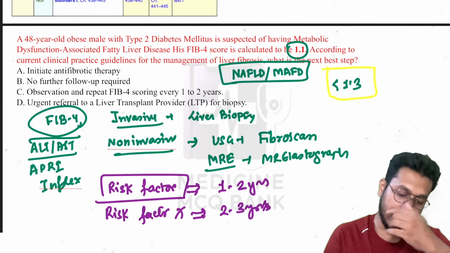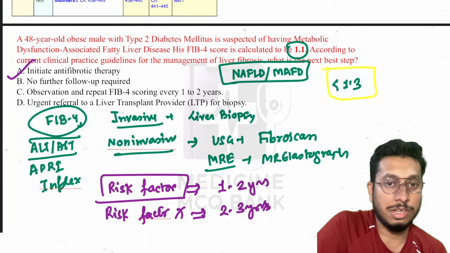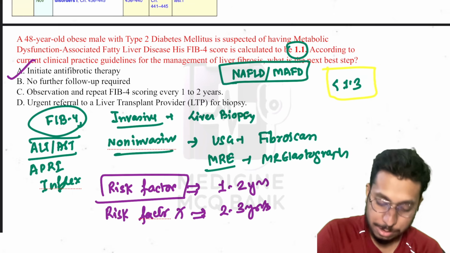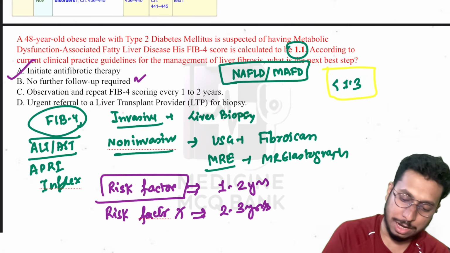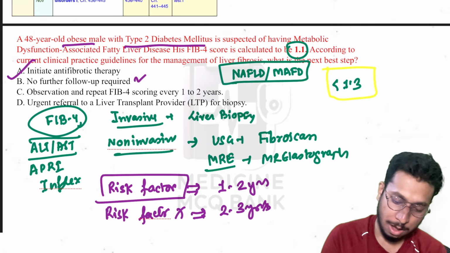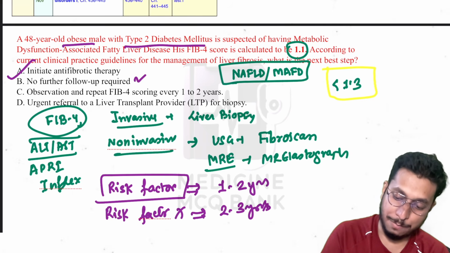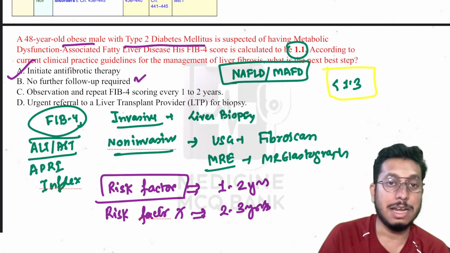So what are the options? Initiate antifibrotic therapy? Never ever, based on just this primary risk assessment tool report, do you start antifibrotic therapy. No further follow-up, that is also never, because why never? There is type 2 diabetes mellitus as well as obesity, so the risk is always there. Observation and repeat FIB-4 scoring every 1 to 2 years. Okay, this is the answer here.